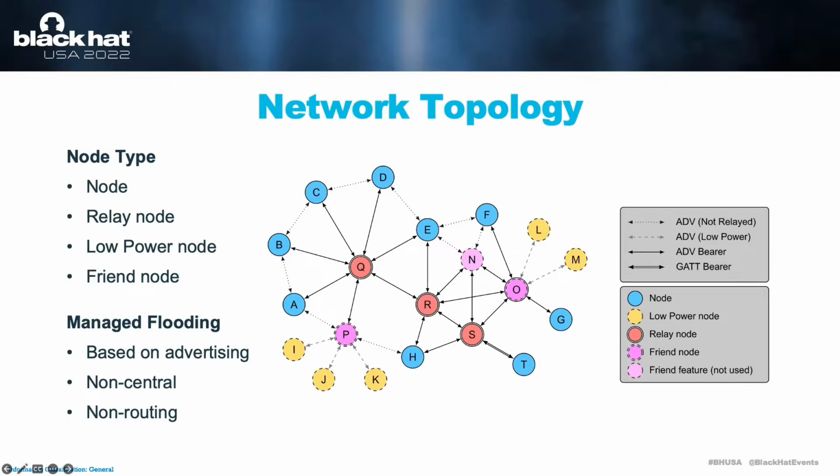Okay, let's see how the message flows in this network. Assuming that node A wants to send some message to node E, it can just pass the message to the relay node Q, and Q will then forward the message to E. In this process, node A actually advertises the message to all the nearby nodes, including node B, node Q, and node P, and so on. But only the relay node Q will do the forwarding job. And we call such a communication mechanism managed flooding.